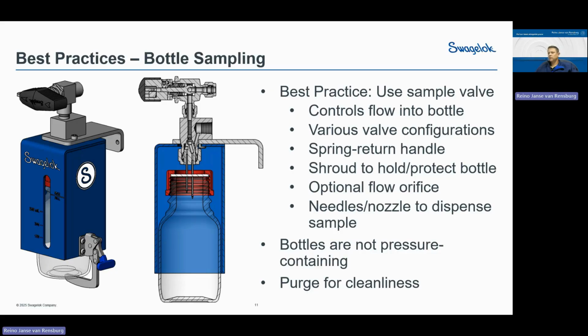Then other things we add into our sample cylinder or into our sample systems is we put a shroud around that bottle to hold it and protect the bottle. Just to make sure the guy only has to operate the valve, not try and hold the bottle in place, make sure the needles don't move, and then things can go wrong. So all you have to do is once those needles pierce that septum, you literally just have to open your valve, fill your bottle, and close it back up.